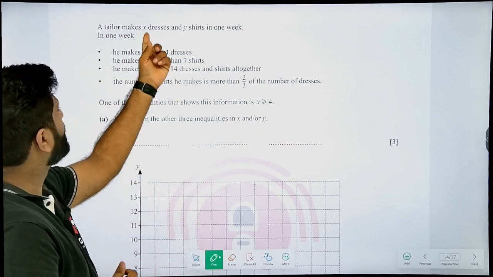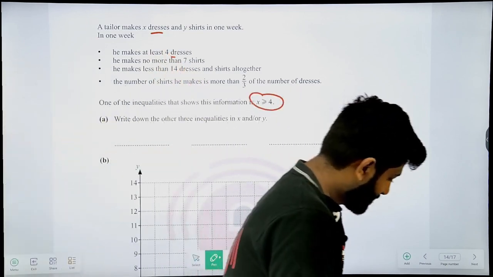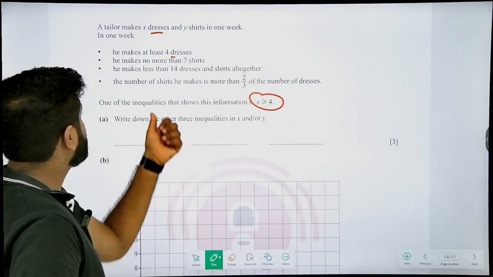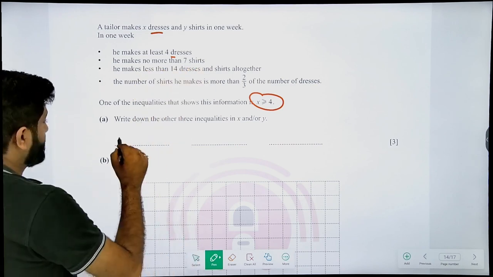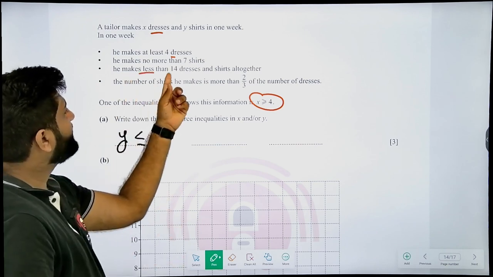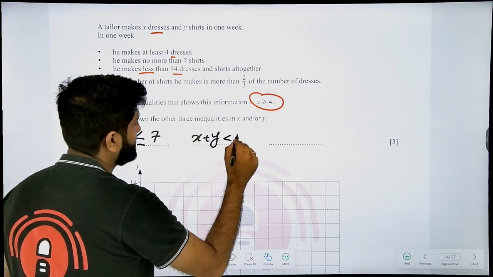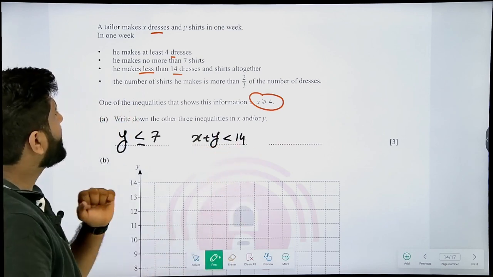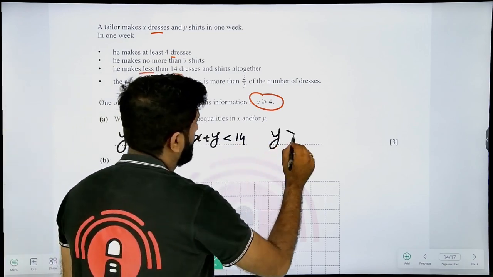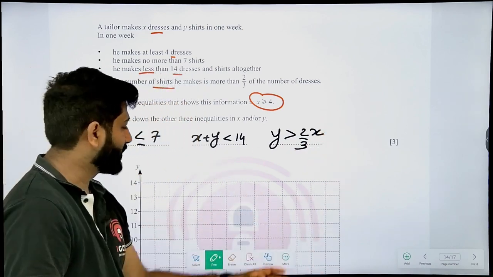So he makes at least 4 dresses. I think that is already given to us. X is greater than or equal to 4. Just a second, guys. And the second is he makes no more than 7 shirts, which means y is less than or equal to 7. He makes less than 14 dresses and shirts together, which means x plus y is less than 14. Then the number of shirts he makes is more than 2/3 the number of dresses. Right, now these are my inequalities.